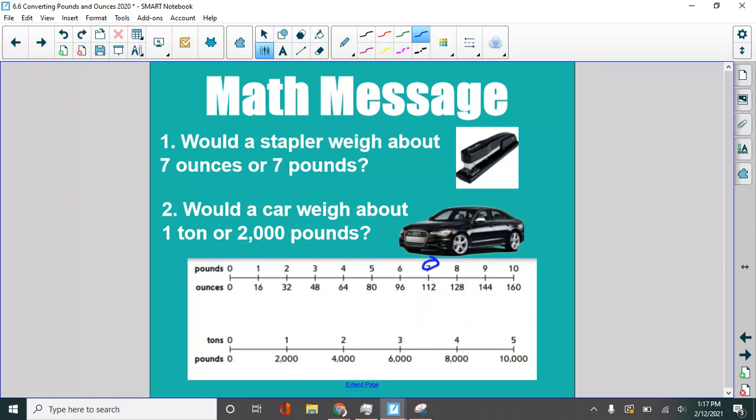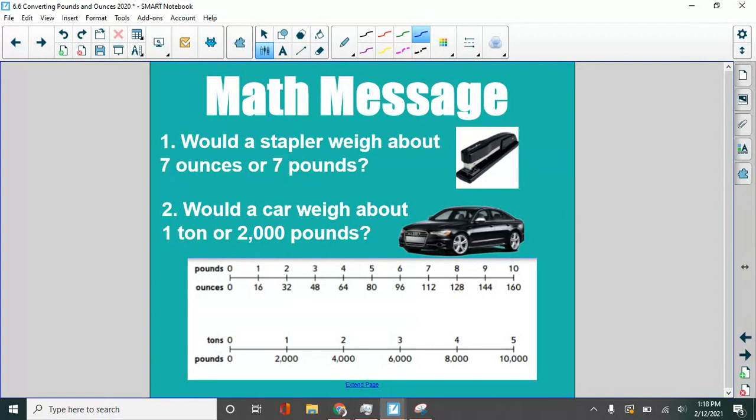So we can use this measurement chart to help us. Now, if we don't have a measurement chart to change pounds into ounces, we are going to multiply times 16. It's not a very nice conversion, but we just have to deal with it. Times 16.